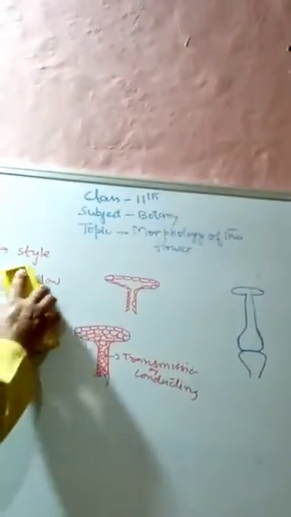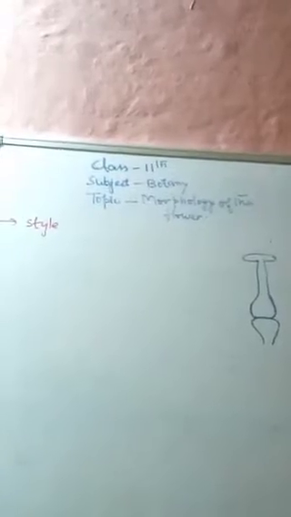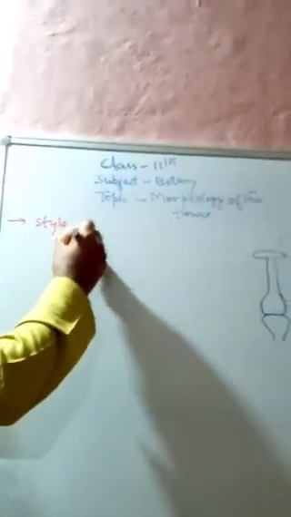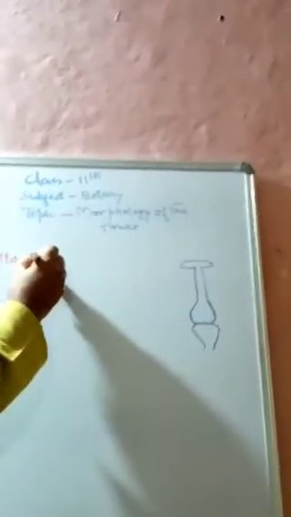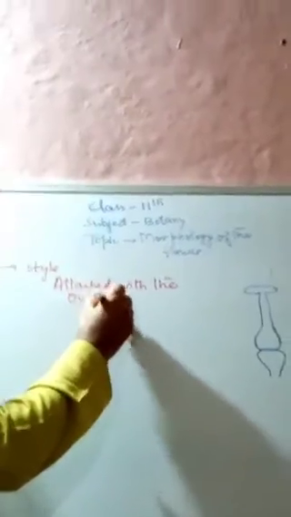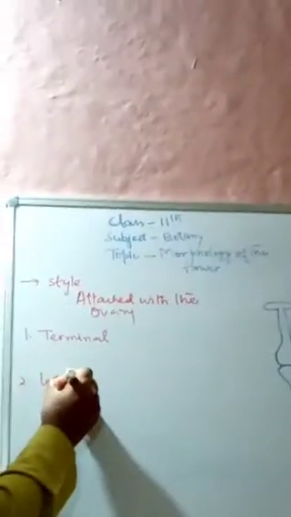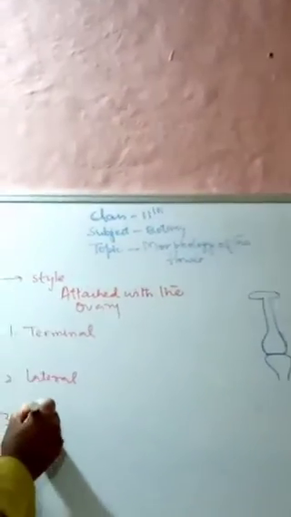Now we have one more classification of the style, based on how the style is attached to the ovary. We have three types. First, terminal; second, lateral; and third, primordial.